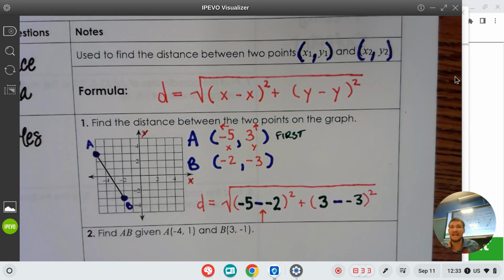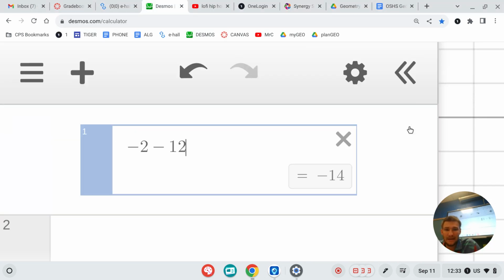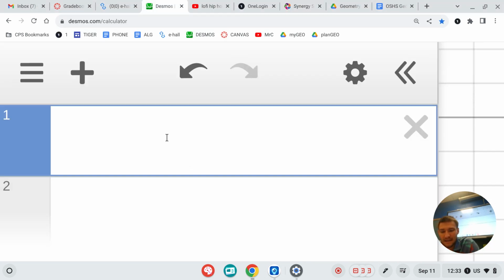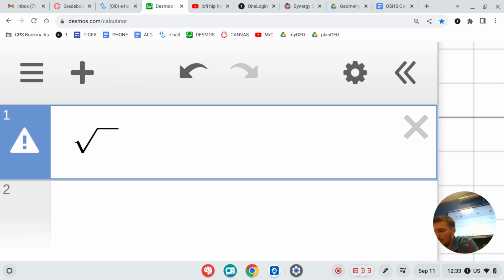There's really not any math that we need to do. We're just throwing stuff in the formula, and now we're just going to throw it in Desmos. So I'm going to Desmos. I made it here. I'm going to type things in carefully. Square root, it's been a while. How do you get a square root in Desmos? Couple different ways to do it. SQRT, which stands for square root, is going to give you a square root.